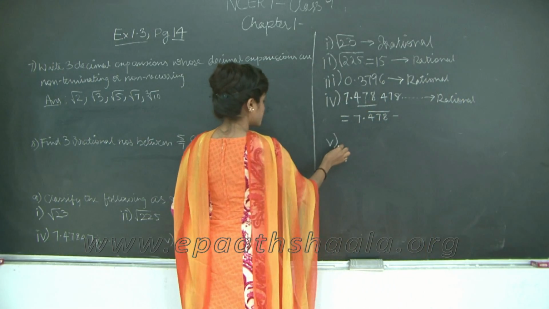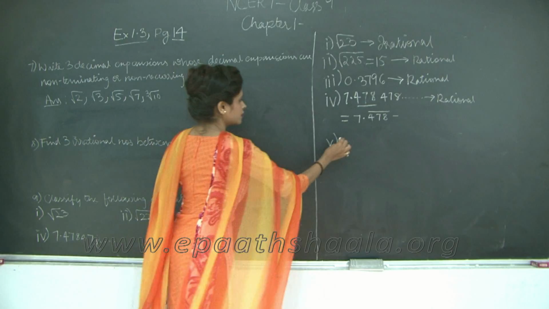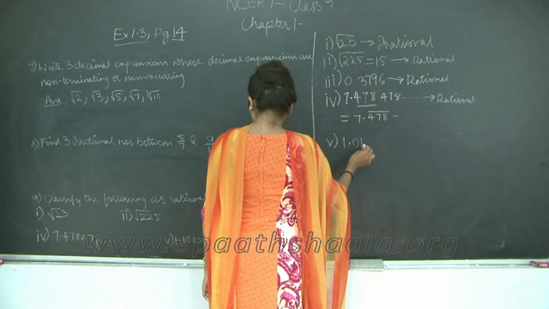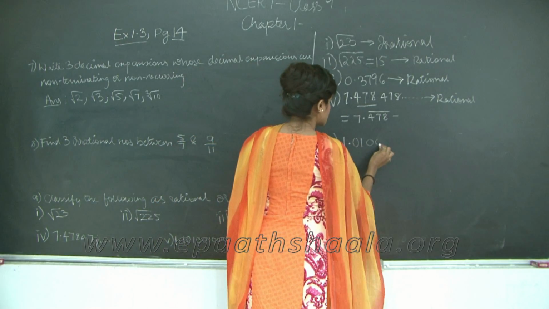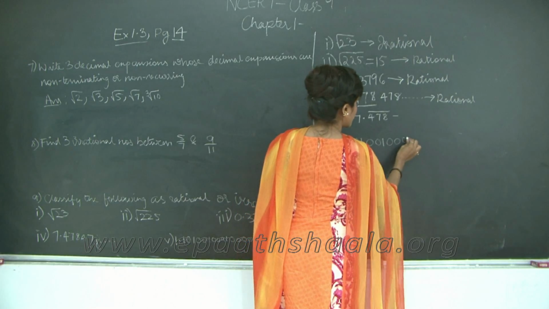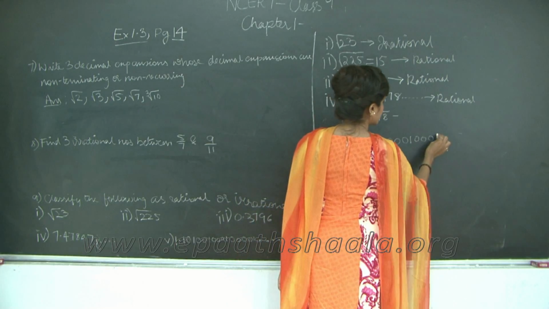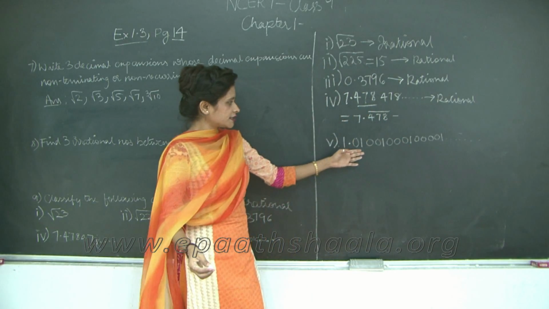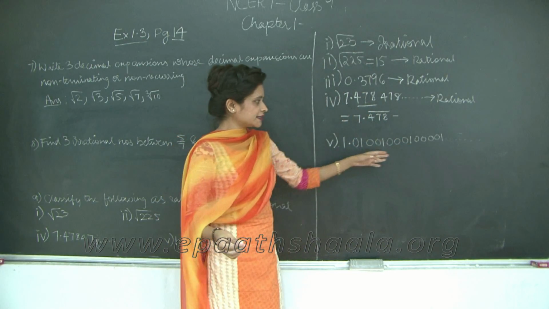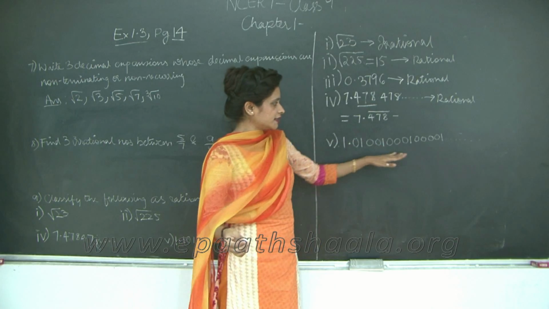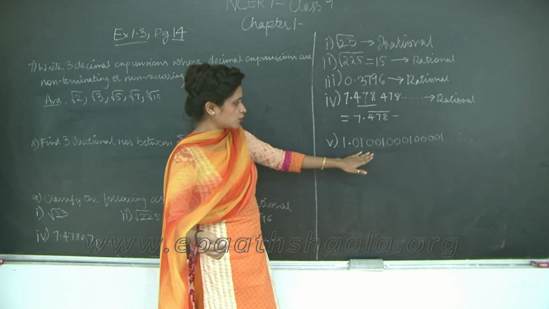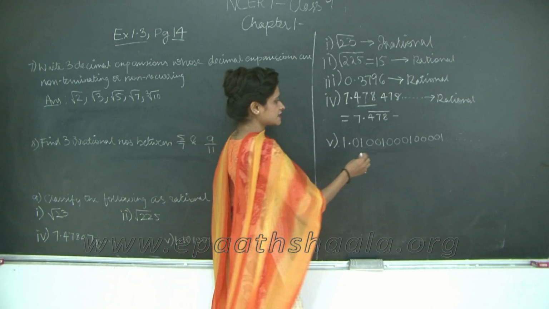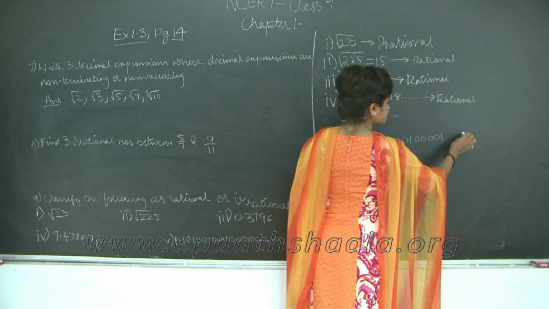Let's take a look at the fifth one. You have 1.01001, then 3 times 01, then 4 times 01 and so on. Now again over here, see the decimal expansion. It is neither terminating nor is it recurring. You do not have any pattern. Therefore this is an irrational number.